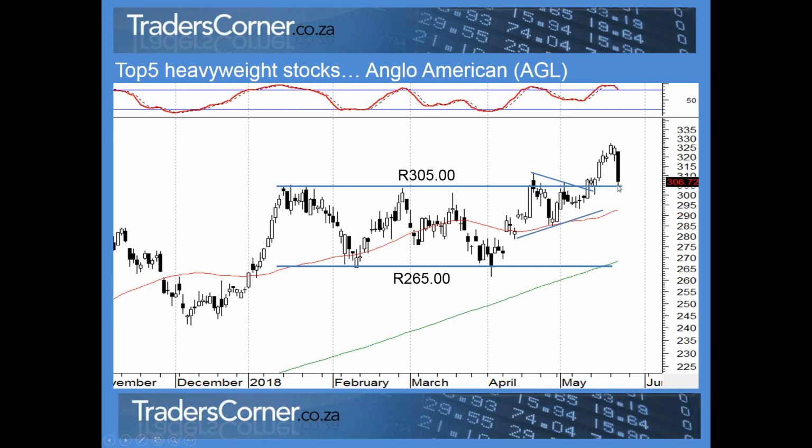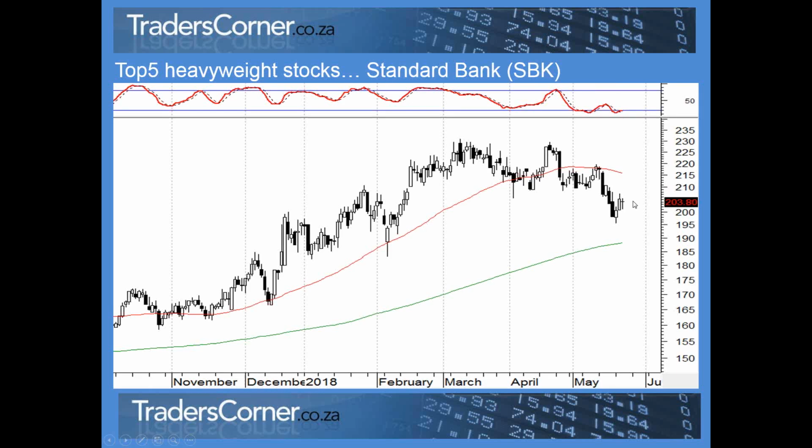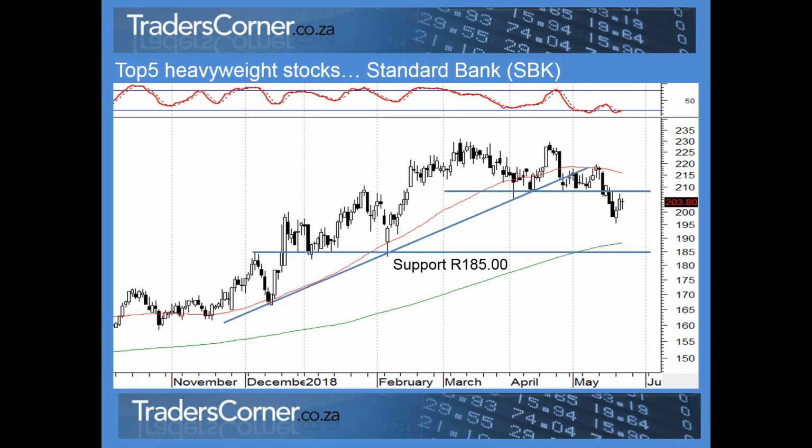That area, theoretically now, 300 to 305, should potentially act as a bit of support now into a pullback. So I think just keep an eye on that. If that fails, then your 50-day moving average down here at about 295 also presents a little bit of support as well. And then here's the chart of Standard Bank.